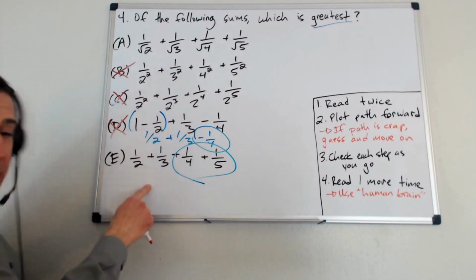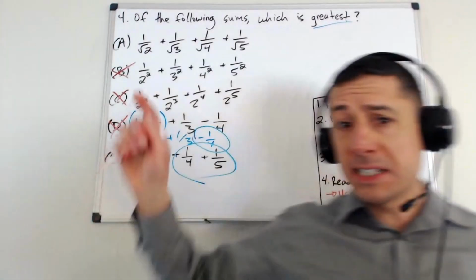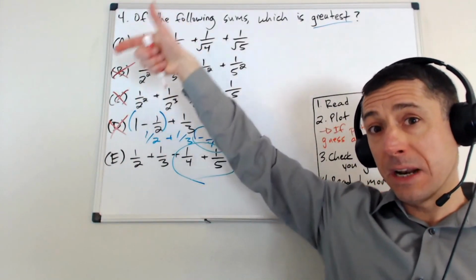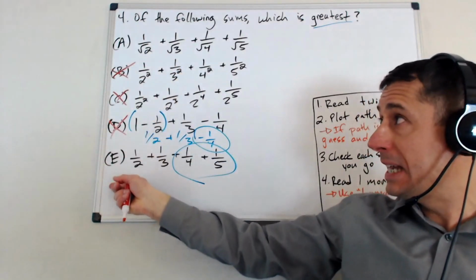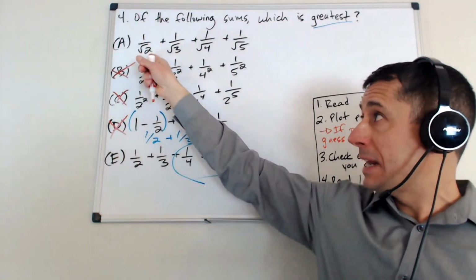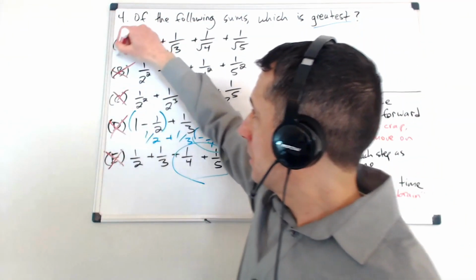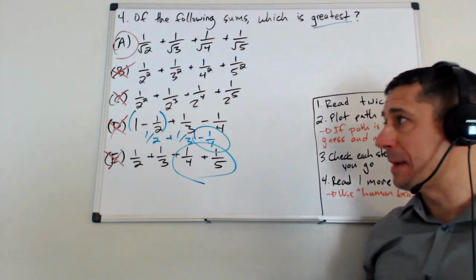And now what about between A and E? Very similar logic. A, we've shrunk the denominators, which means we've made the numbers bigger compared to E. So smaller denominators, bigger numbers. So E is out and A is my answer.